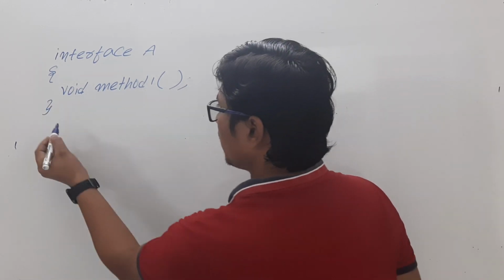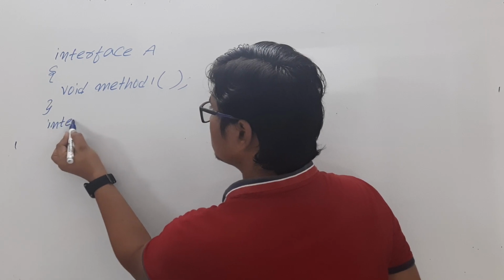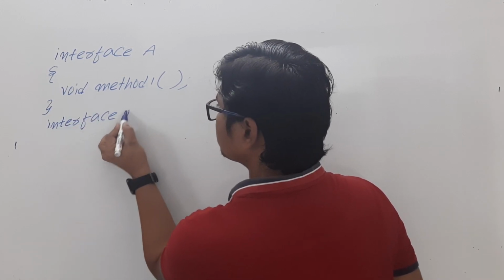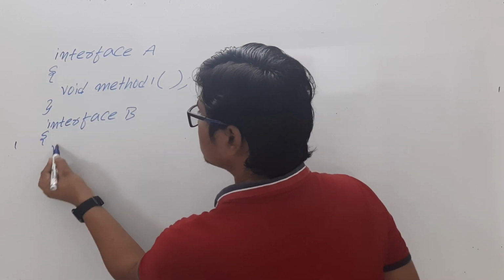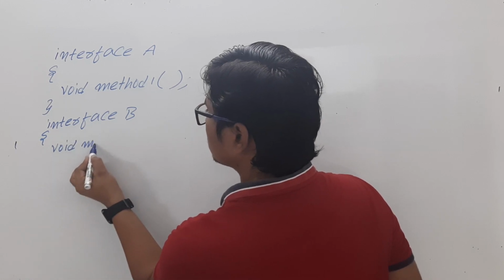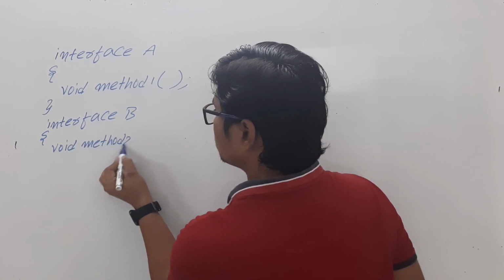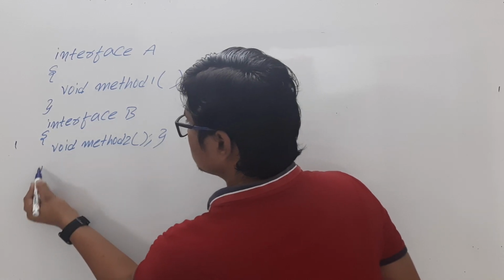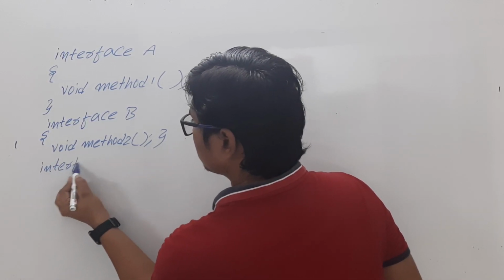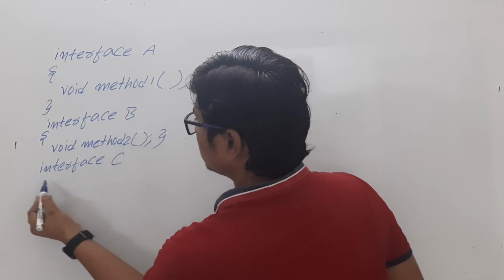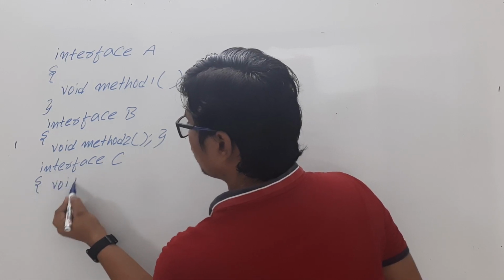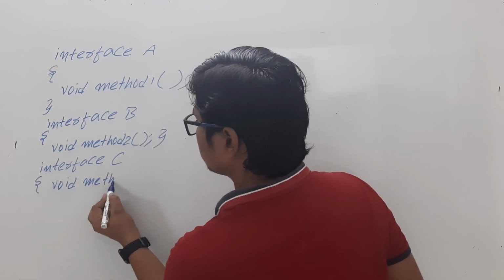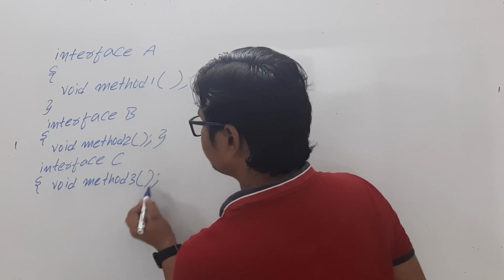Similarly, I have another interface B, and it has one abstract method called method2. Similarly, I have another interface C. It also has one abstract method, method3.